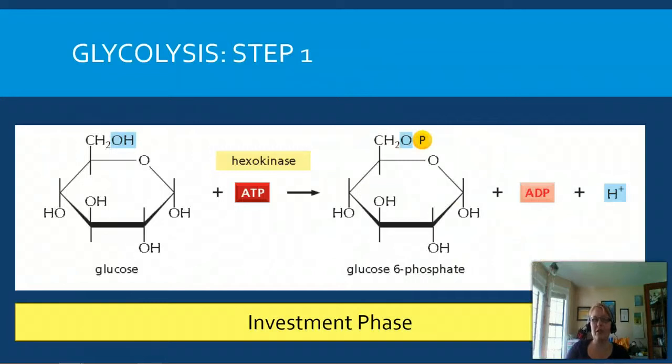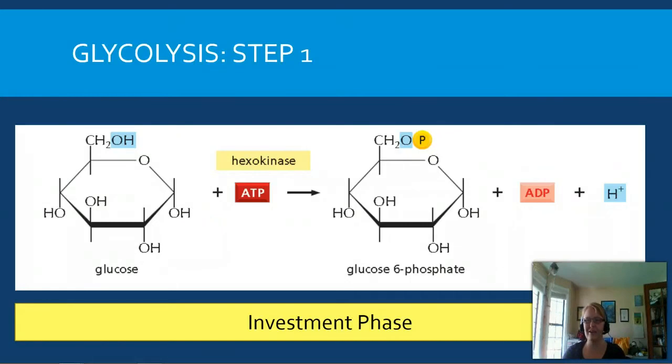So the first thing we do is we need to get glucose into the cell. And once we have it in the cell, what's important? We want to make sure it doesn't go back out of the cell. And what have we learned is important about that? Well, we know that charged molecules can't cross the membrane very easily. So what happens here is the cell will use hexokinase and ATP to put a charged phosphate group onto the molecule of glucose, making glucose 6-phosphate.